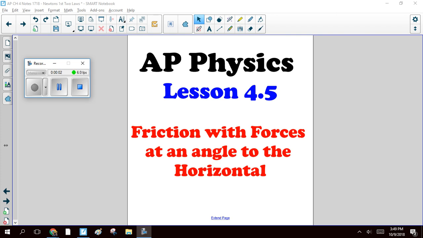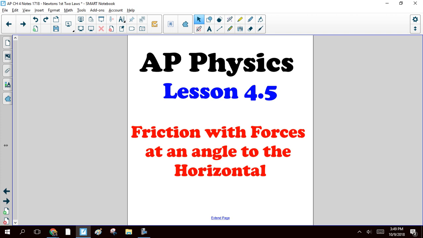All right, here we go. So we're going to continue our discussion of friction, but this time we're going to have problems in which there are forces that are at an angle to the horizontal.